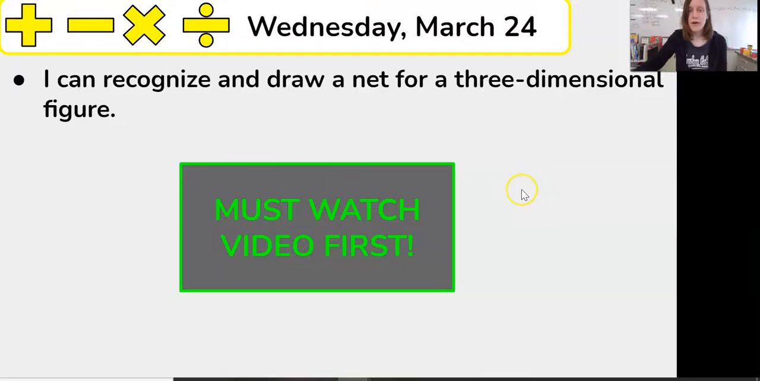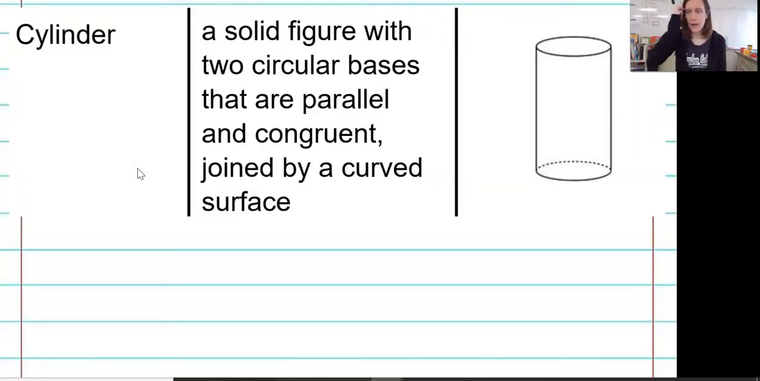So today we are going to learn about nets. We are going to recognize and draw nets for three-dimensional figures. Our 3D shapes are solid figures. So before we do that, we have two more solid figures we need to go over.